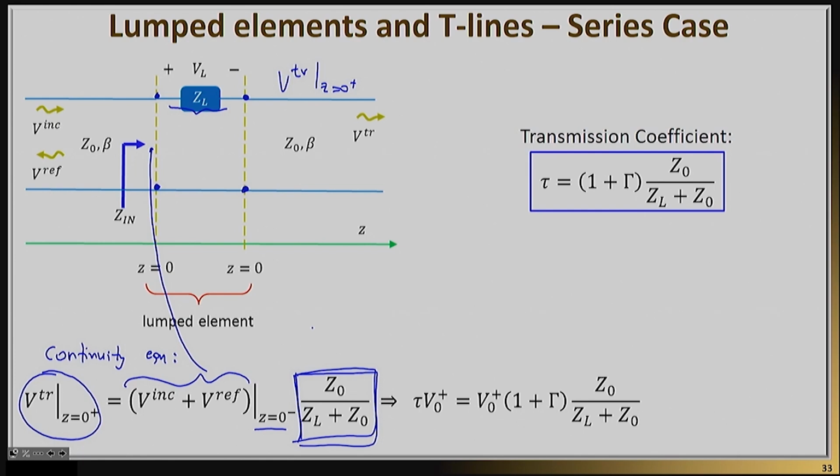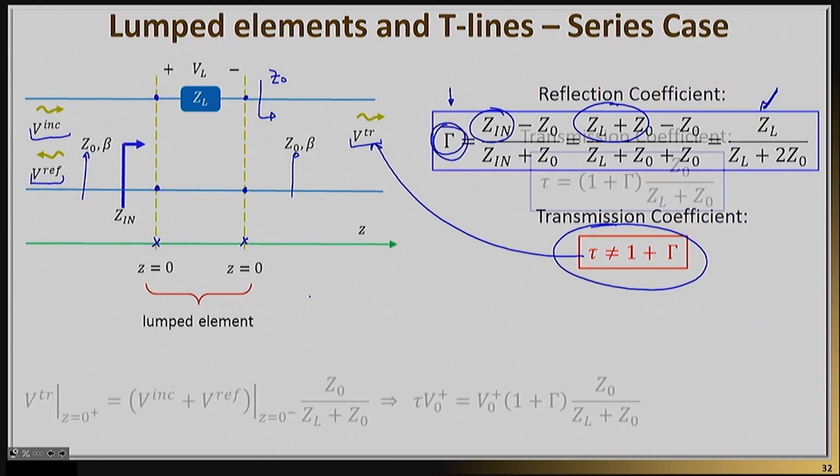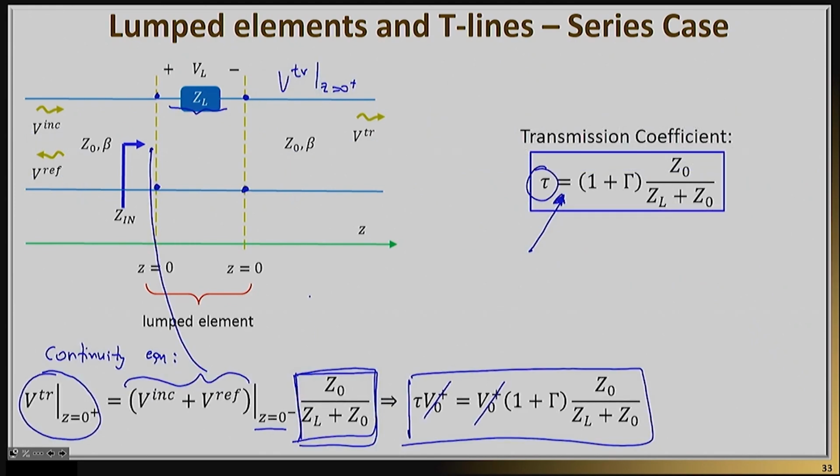So if you look at this equation now, essentially you can get this equation that clearly links tau with gamma. And as you can see, once you get the V naught plus out of the way, tau is not 1 plus gamma. It's actually 1 plus gamma times z naught over zl plus z naught. So that's really the right equation for tau, the transmission coefficient. And once you know that, you're basically done, because we just calculated what gamma is right here, and now we calculate what the transmission coefficient is right here.